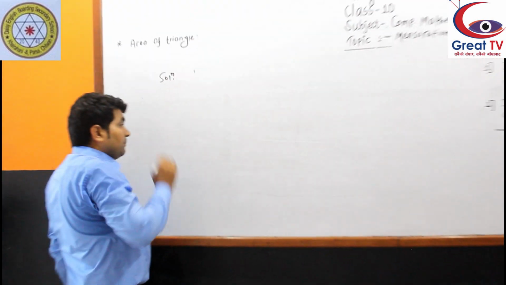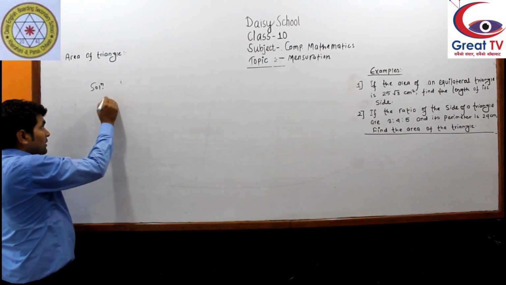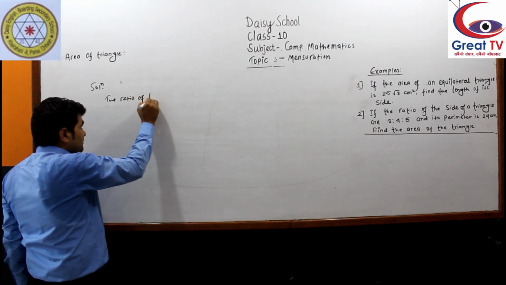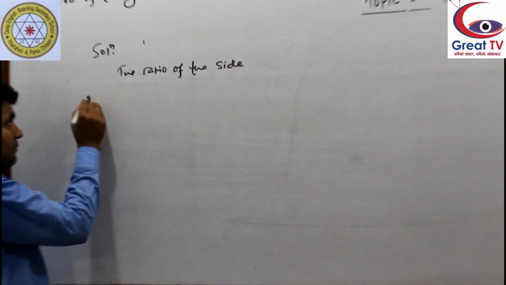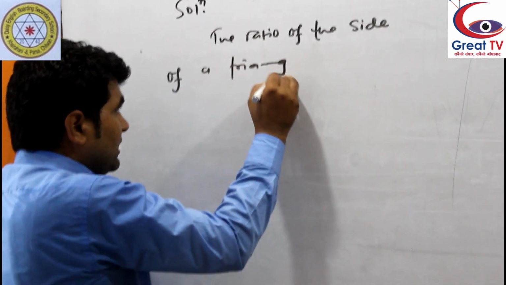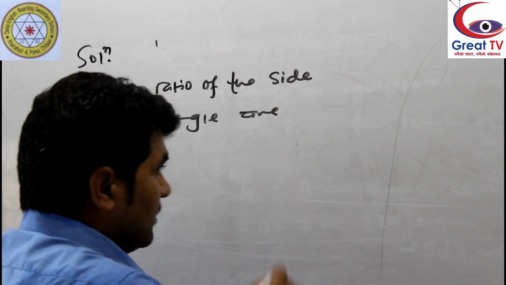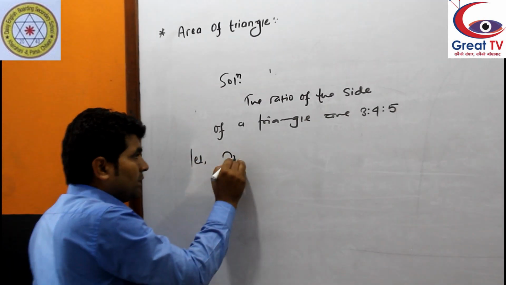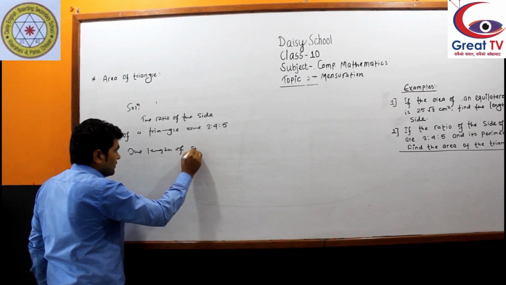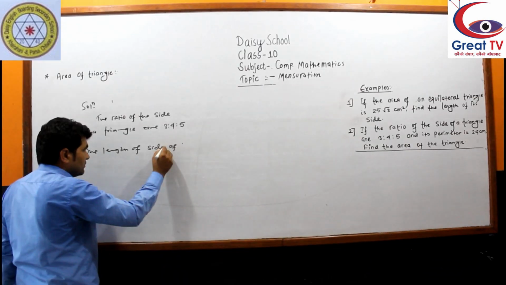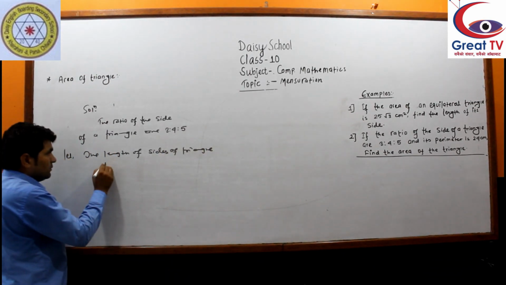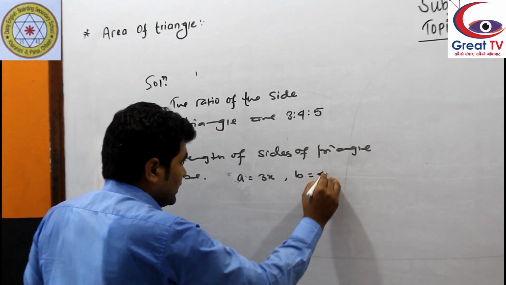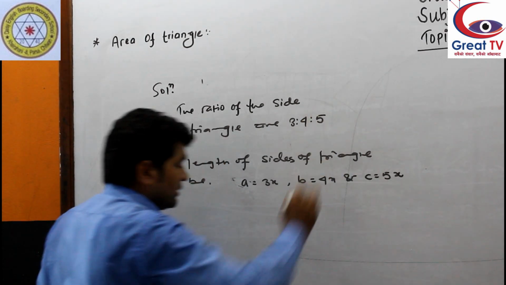Solution. The ratio of sides of a triangle is 3:4:5. Let the lengths of the sides of the triangle be 3x. A equal to 3x, B equal to 4x, and C equal to 5x.